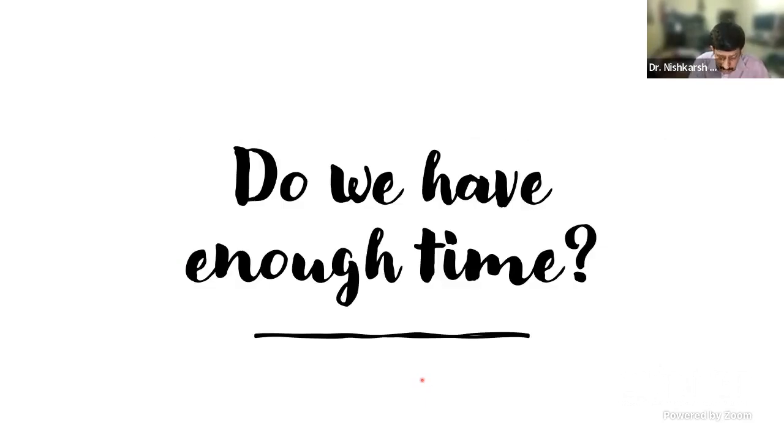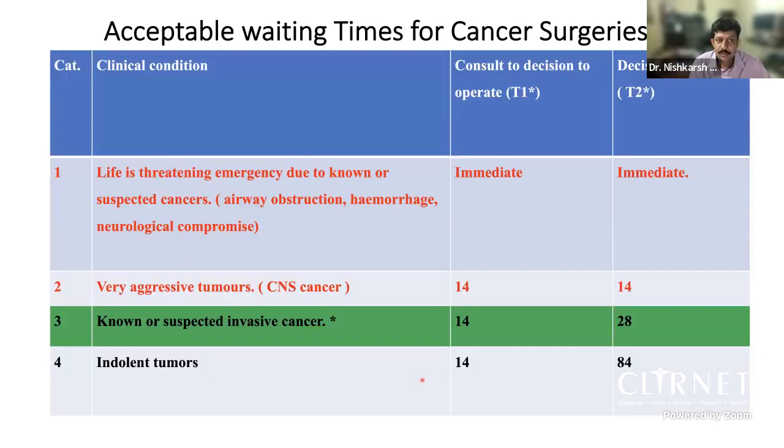Now, another important question which may be troubling us is, do we have enough time? So can we actually start rehabilitation in a patient who is malignant? We know the disease may progress over a period of time. And are we ethically sound to start rehabilitation and wait for some time before taking the patient for surgery?